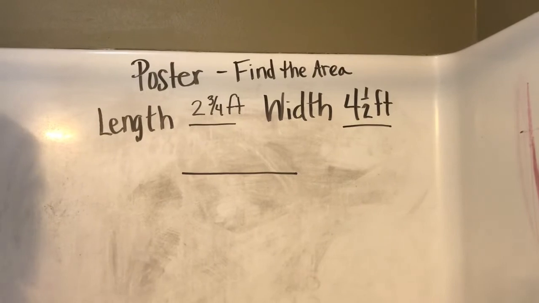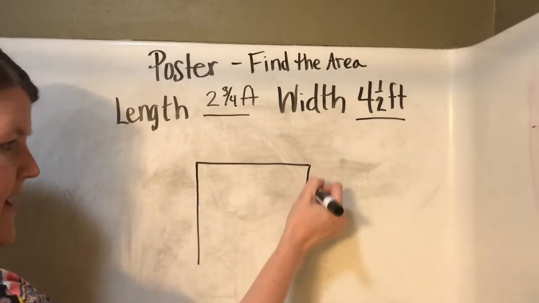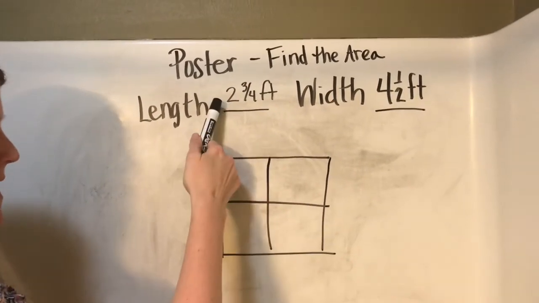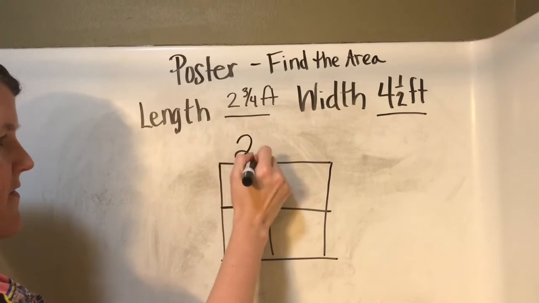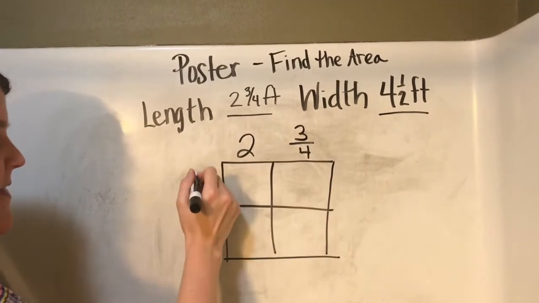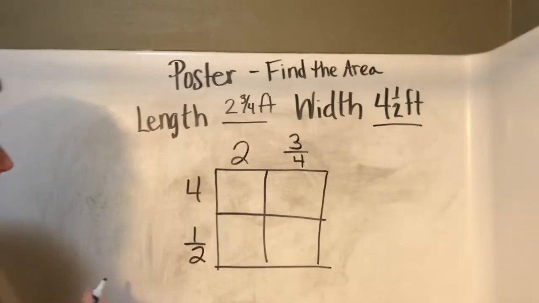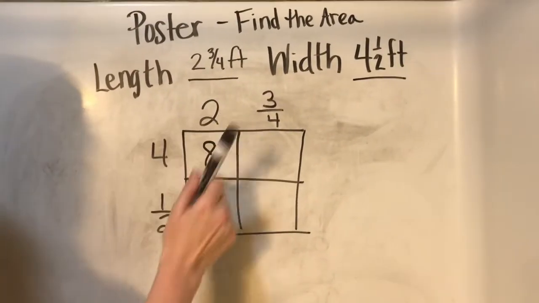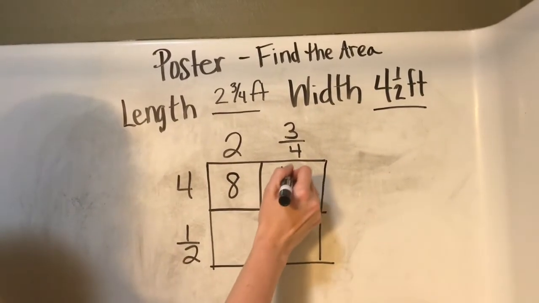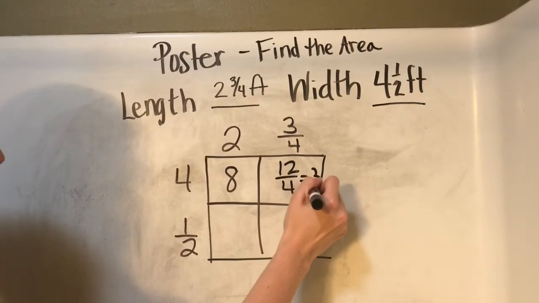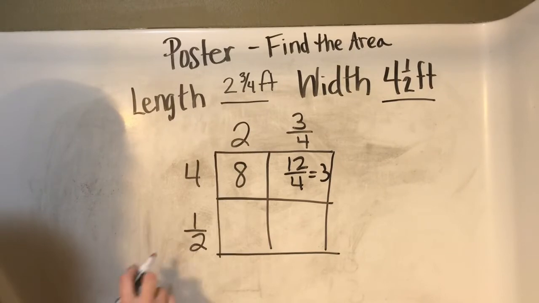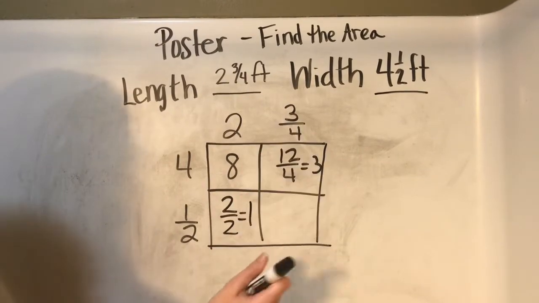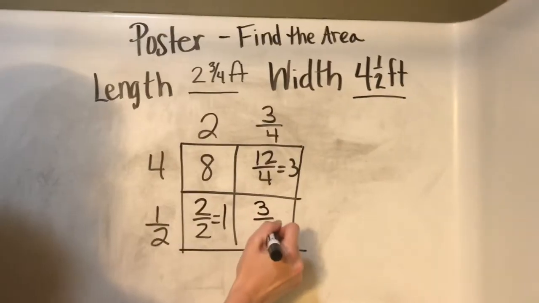The way that we do want to work it out is, one way, we can use an area model. And this works the same way that it would with whole numbers. We're going to split up the fraction and the whole number. So this would be 2 3/4, and then 4.5 here. We're going to multiply 4 times 2 to get 8. And then we're going to multiply 4 times 3/4, which is going to give us 12/4, which we know is equal to 3. And then 1/2 times 2 would give us 2/2, which equals 1. And then 1/2 times 3/4 would give us 3/8.